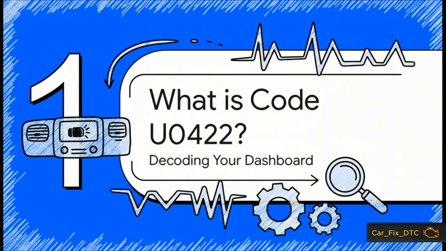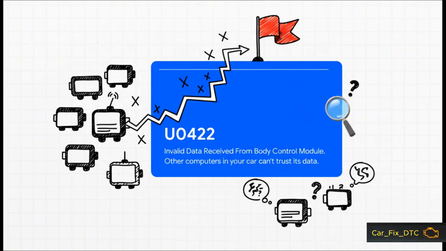All right, first things first, let's get a really clear definition of what we're up against. What exactly is this U0422 code? Okay, so the official textbook definition is invalid data received from body control module. But what does that mean in plain English?